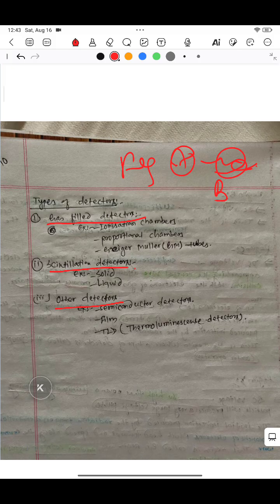In region B, that is the ionization chamber. Region C, that is the proportional counter. Region D, that is the GM tube, the Geiger-Müller region or chamber or tubes. Scintillator detectors are of two types, solid and liquid. Others are the semiconductor detector, film badge, and TLD, that is thermoluminescent detectors.